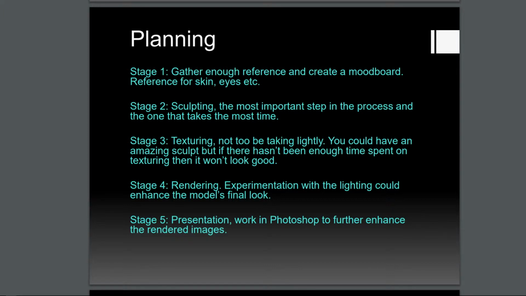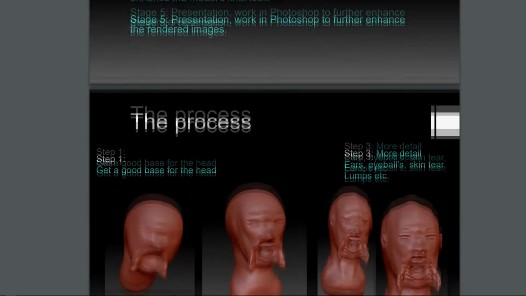Stage 2 is sculpting, the most important step in the process and the one that takes the most time. Stage 3 is texturing. It's not to be taken lightly. You could have an amazing sculpt, but if there hasn't been enough time on texturing, then it won't look good. Stage 4 is rendering. Experimentation with the lighting could enhance the model's final look. Finally, stage 5, which is presentation, where you work in Photoshop to further enhance the rendered images.